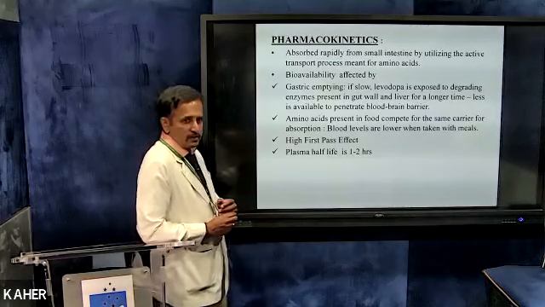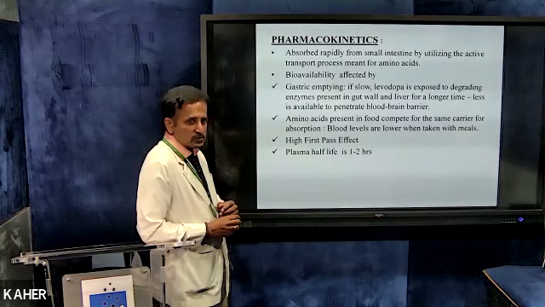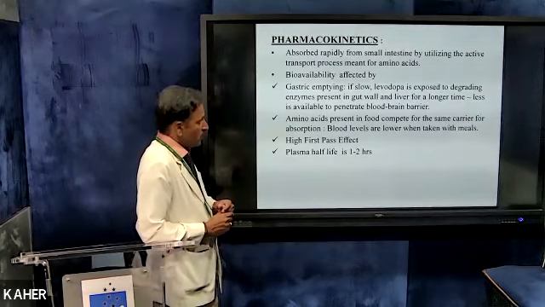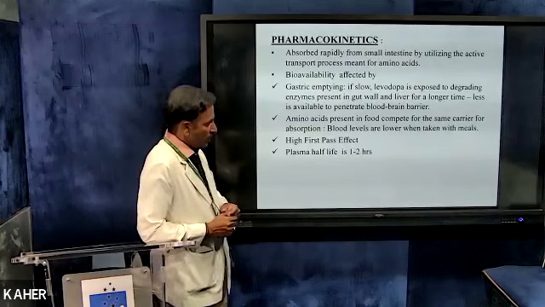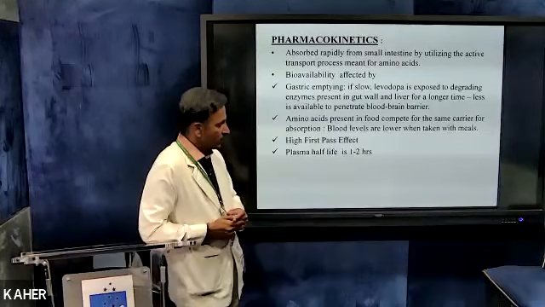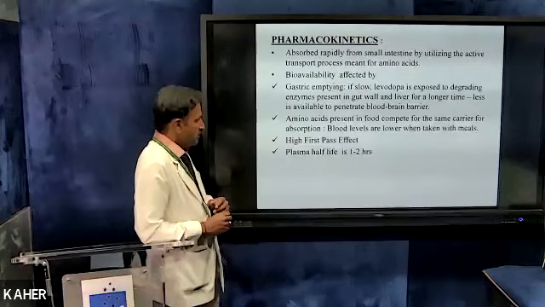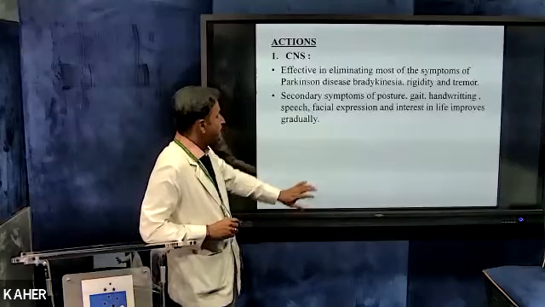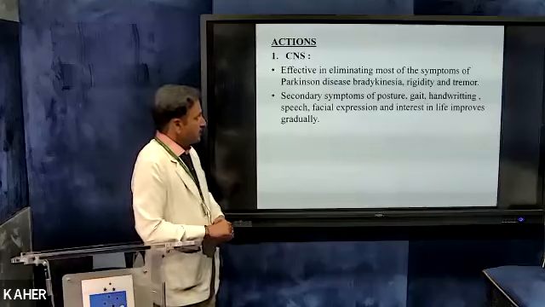Levodopa is absorbed rapidly from the small intestine by the active transport process, and gastric emptying matters. If levodopa is slowed, it is exposed to degrading enzymes present in the gut wall and liver for a long time. Amino acids present in the food compete for the same carrier for absorption, and fast metabolism usually occurs. The plasma half-life is 1 to 2 hours in the patient. And the action on the CNS has already been told.